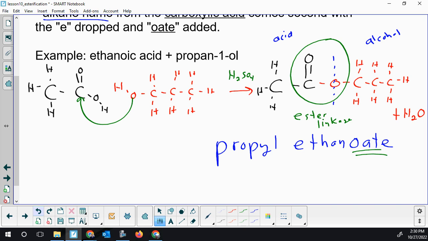Typically what you see on tests or diplomas is often a picture with the alcohol piece on the right, to make sure that you know to name the alcohol piece first, to put that on the left part of the name. So that's our esters. So we've got a family, the ester, and we've got a reaction, esterification.